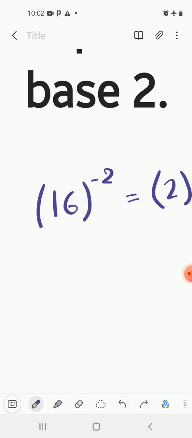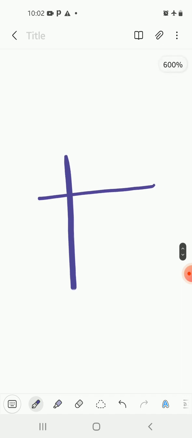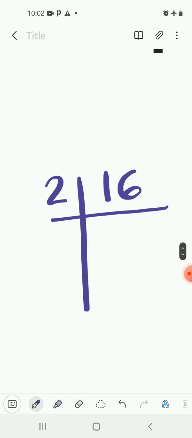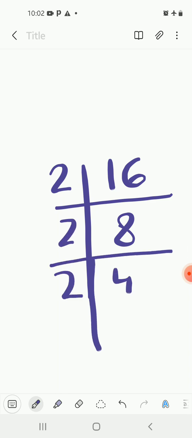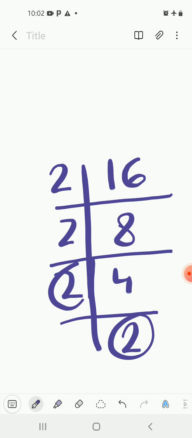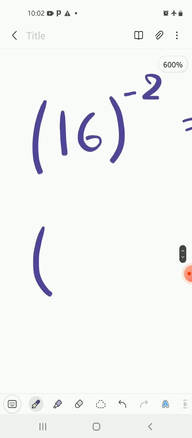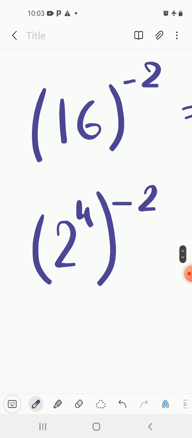Okay. So firstly, just the way we solve LCM or find the factors, we'll do the same thing. Prime factorization method. So 16, there is 2. 2 was the base, so I'll use 2. Then 8, 2, 4, 2, and 2. So we have got 4 twos. So we can write 16 as 2 to the power 4. 2 twos are 4, 4 twos are 8, and 8 twos are 16. And there was minus 2.